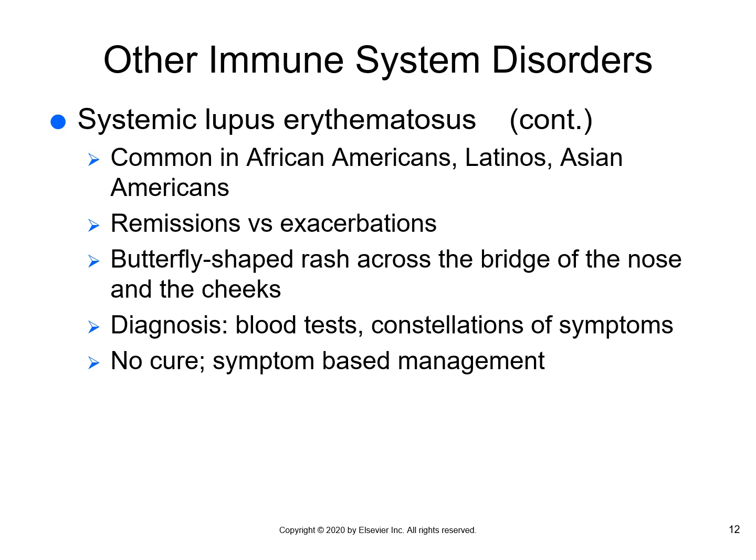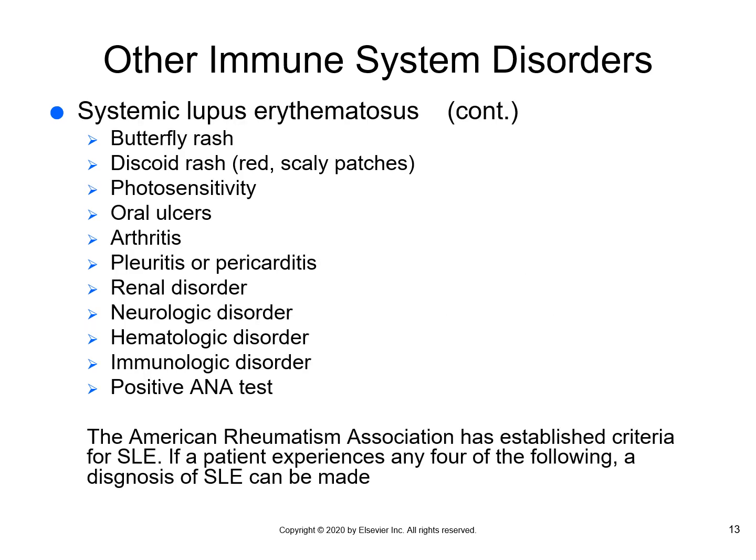Other signs and symptoms are your discoid rash or those red scaly patches, photosensitivity, oral ulcers, arthritis, pleuritis or pericarditis, kidney problems like urinary disorder, neurologic disorder because your central nervous system is affected, hematologic disorder, immunologic disorder, and then, like I said, we will do some blood tests to diagnose the disorder. So the patient will have a positive ANA test.